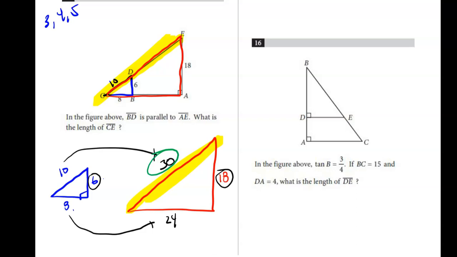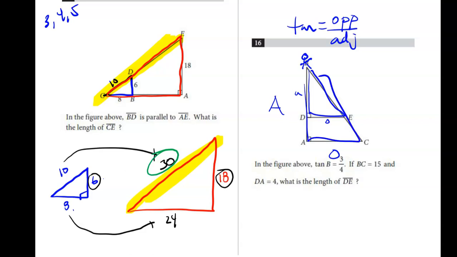Number 16, similar type of triangle. Busting out trig again, it looks like. So let's see what we got. In the figure above, the tangent, the ratio from angle B, so if I put a little guy up here on B, the ratio of tangent is opposite. So remember, let me just write this down. Tan is opposite over adjacent. So this would be the opposite, and this would be the adjacent. Or if I'm looking at the big triangle, this would be the opposite, and this would be the adjacent.